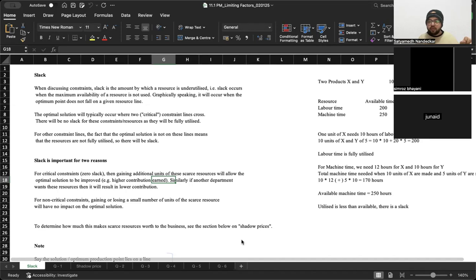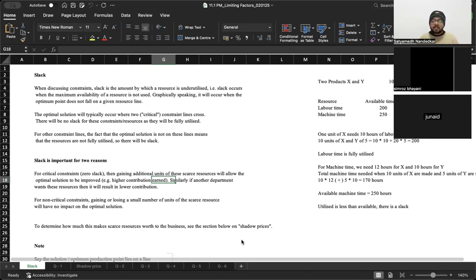So when we are discussing constraints, slack is the amount by which a resource is underutilized. That is, a slack occurs when the maximum availability of a resource is not used. I have 200 hours of labor time. I am using only 180 hours. There is a 20 hours slack.